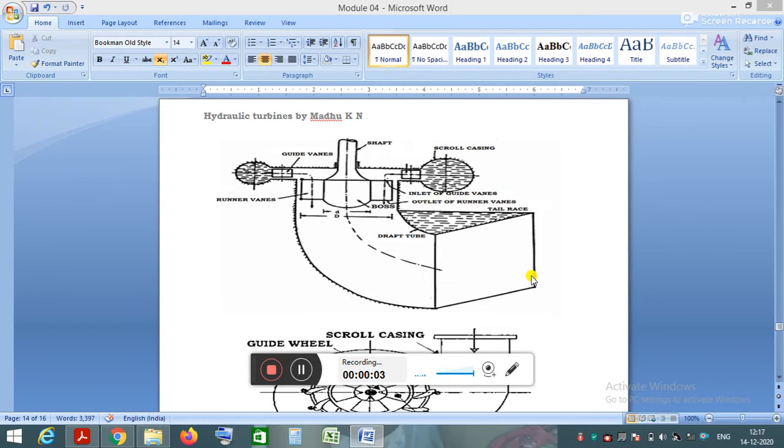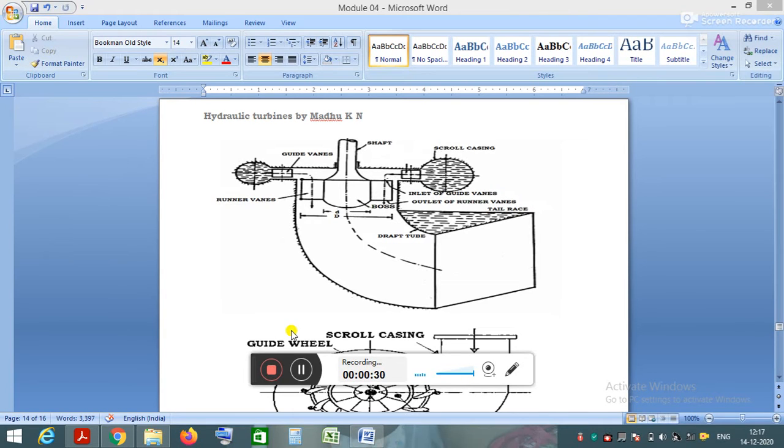Welcome to the session on turbo machines. We are discussing hydraulic turbines. In the last class, we discussed the working of the Pelton wheel and the working of the Francis turbine. In this class, we are discussing the Kaplan turbine.